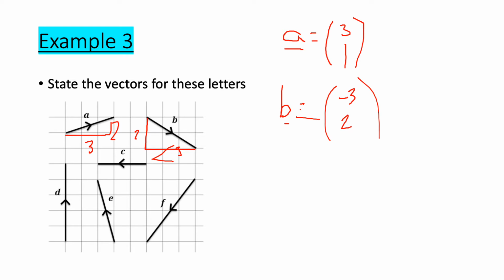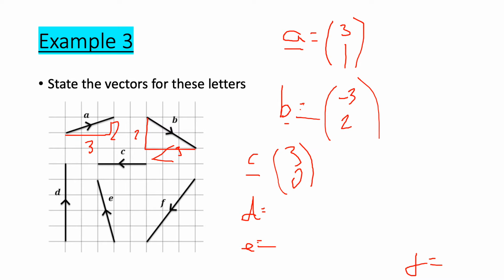Right, guys, for example, C, and I'm going to put D, and I'm going to put E, and then I'm going to let you guys try F, okay? So I want you to try F for me, okay? And I'll try and put the answer here at the end. Okay, so C, it's just 3 across, that's it, so 3, 0, because there is no Y movement.